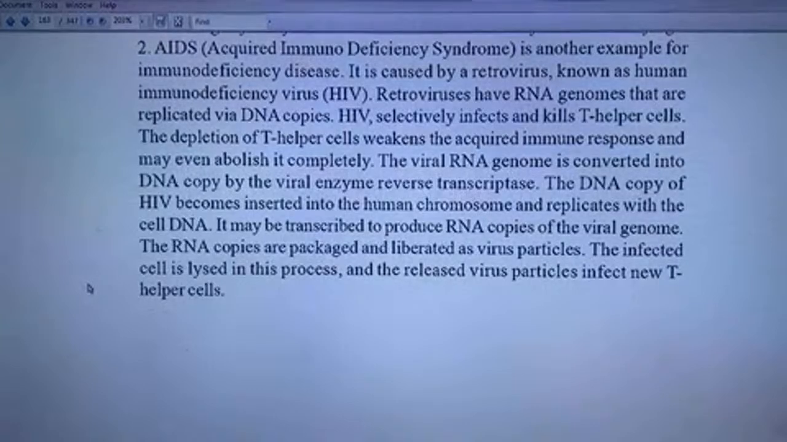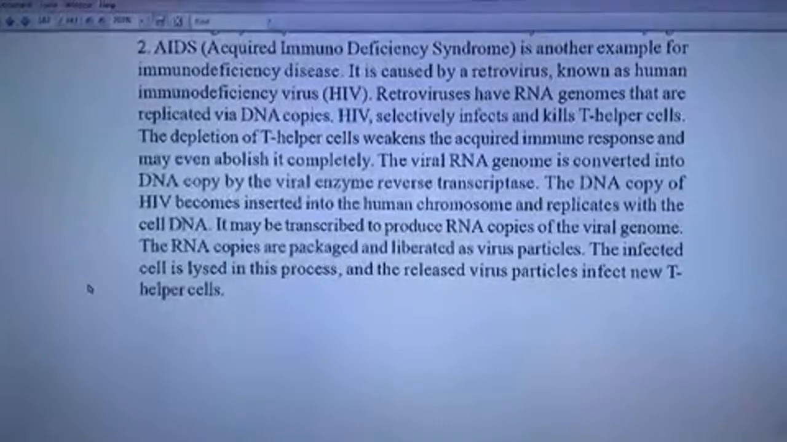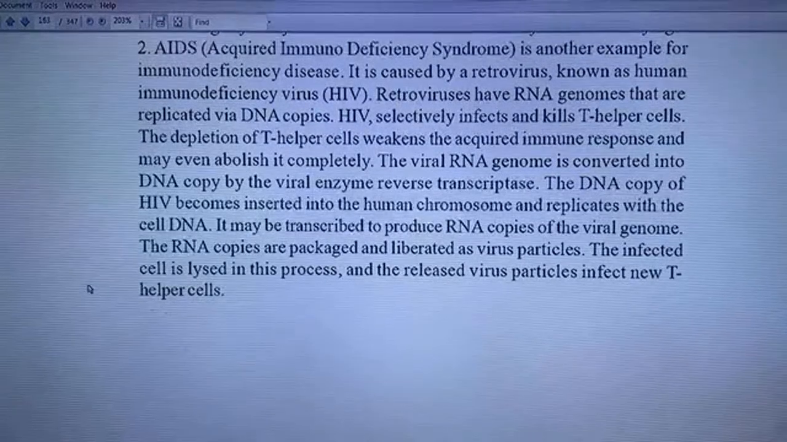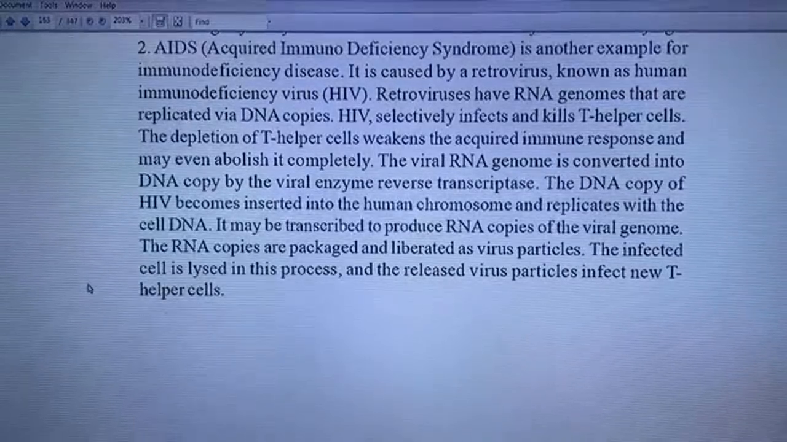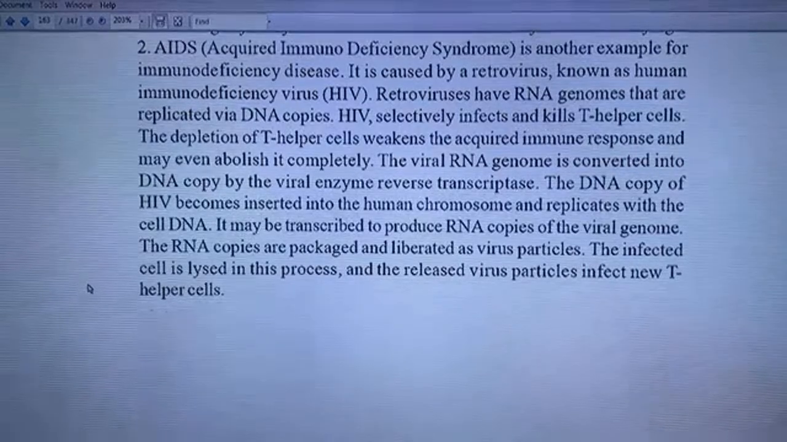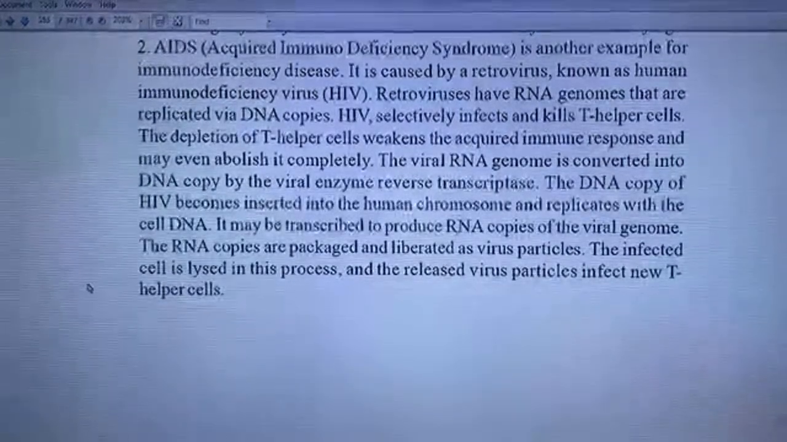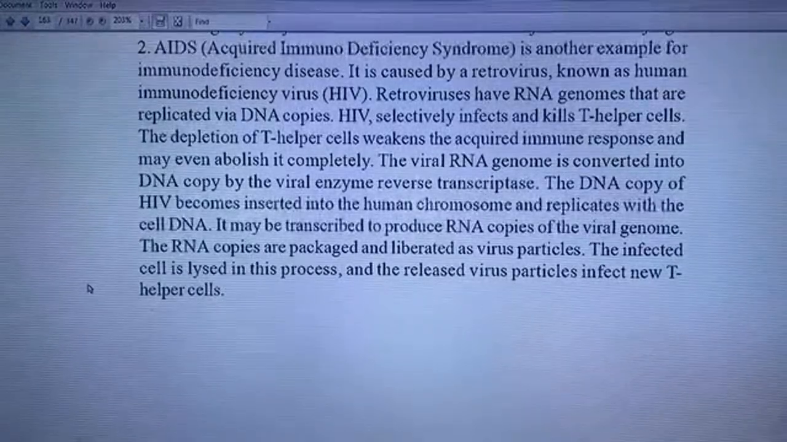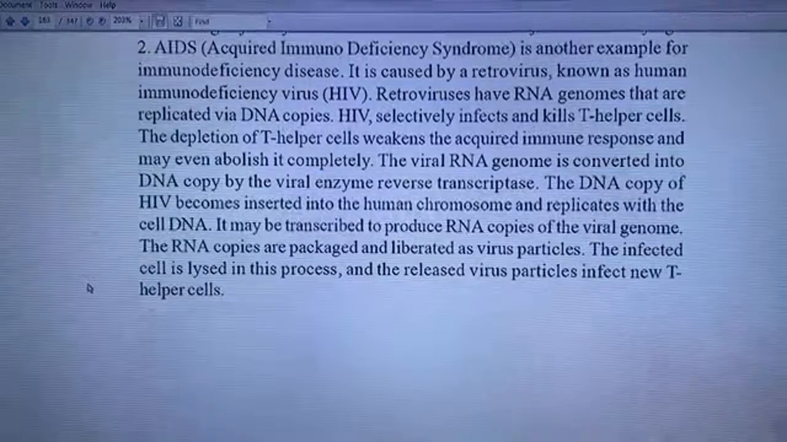The viral RNA genome is converted into a DNA copy by the viral enzyme reverse transcriptase. The DNA copy of HIV becomes inserted into the human chromosome and replicates with the cell DNA. It may be transcribed to produce RNA copies of the viral genome. The RNA copies are packaged and released as virus particles. The infected cell is lysed in this process, and the released virus particles infect new T helper cells.